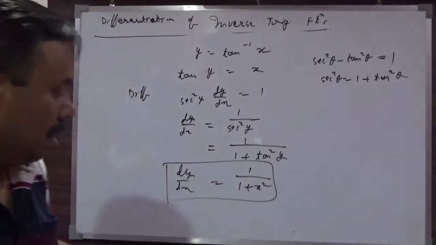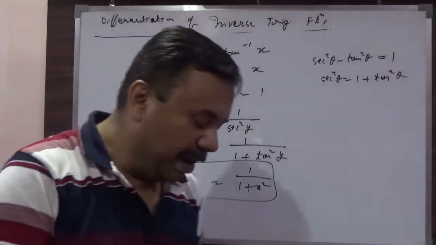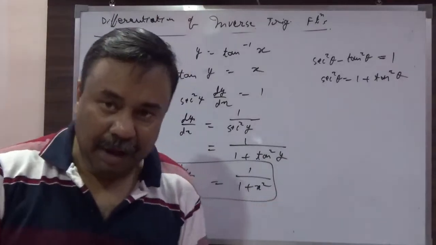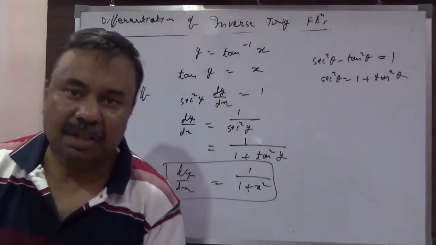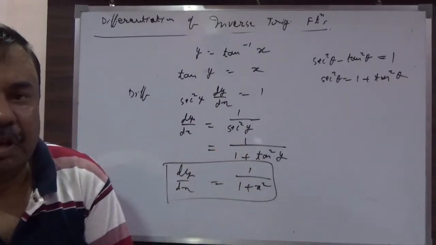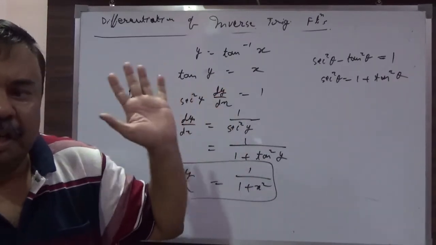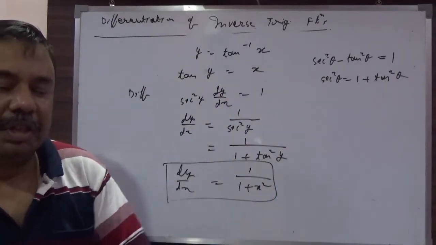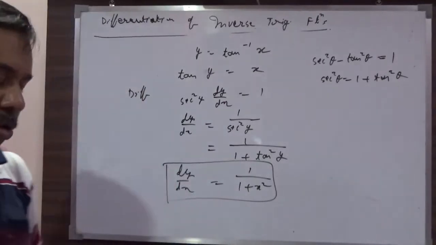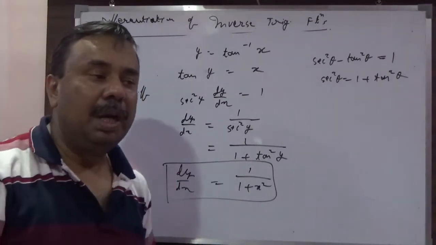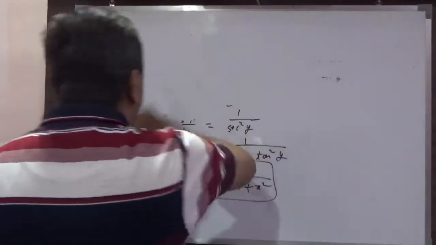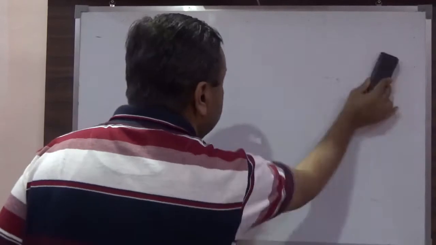So this way you can find out the others. I am leaving the other three, sec inverse x, cosec inverse x and cot inverse x, as an exercise. I am not including them in this video so that you practice on your own and try to derive the formula for these. Now let's proceed further.